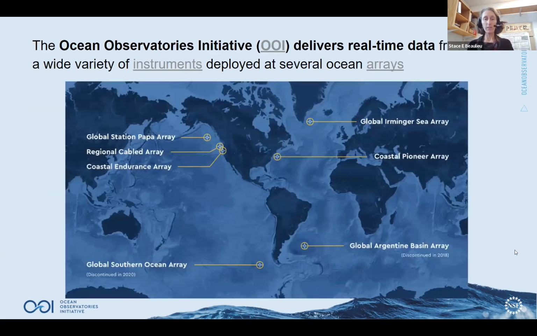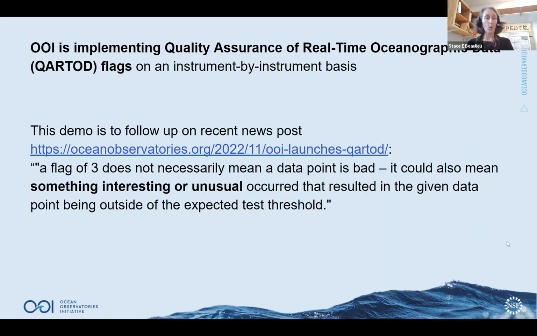The Ocean Observatories Initiative delivers real-time data from a wide variety of instruments deployed at several ocean arrays. For today's demo, we'll go down to the Argentine Basin Array. QARTOD stands for Quality Assurance of Real-Time Oceanographic Data. This demo will follow up on a recent news post with regard to the suspect flag. It means something interesting may have occurred, not necessarily suspect data.